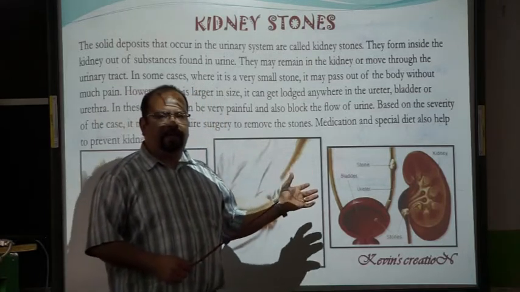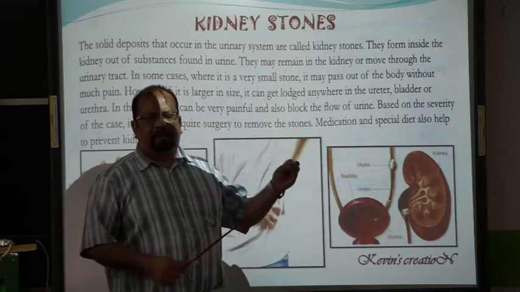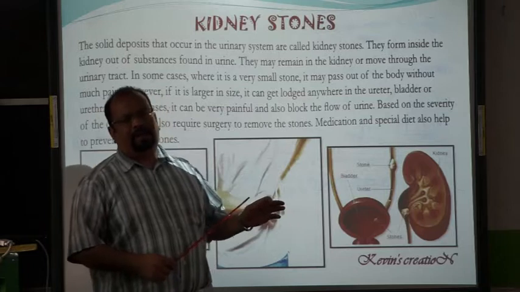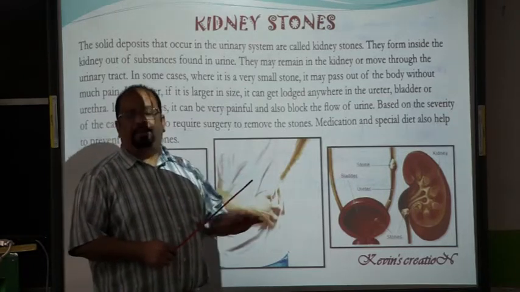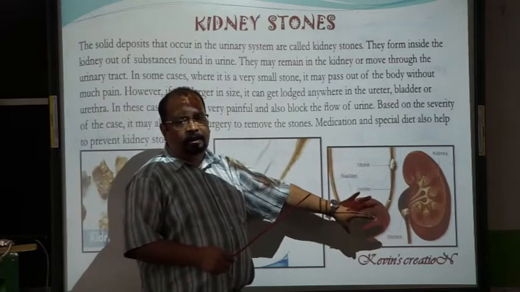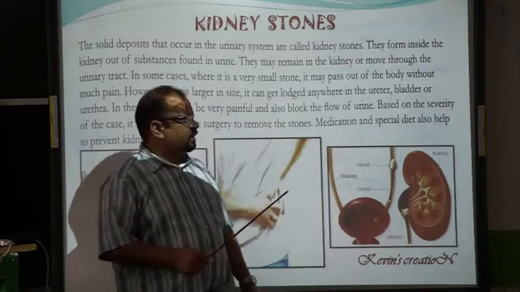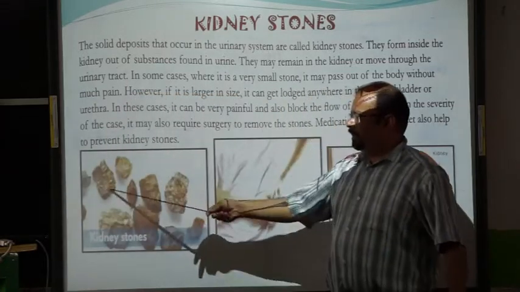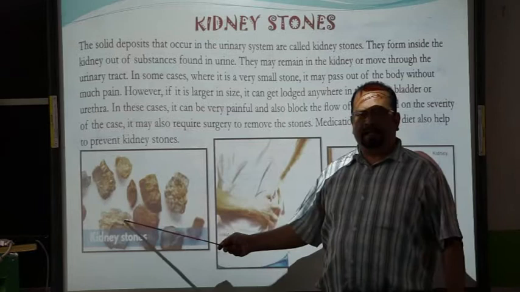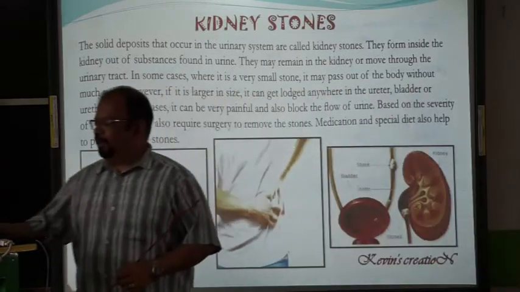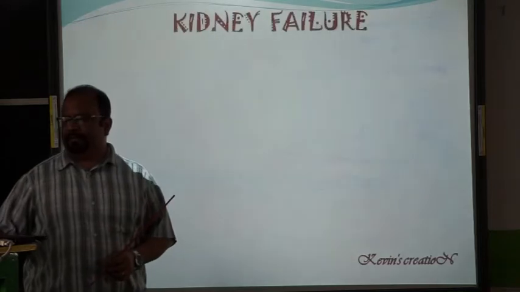Some medicines are given so that the stones, if they are small, can pass with the urine. If it is a bigger one obstructing the normal passage of the urine, then you have to go for surgery. And in this diagram you can see some stones. These are the kidney stones. They could be small, they could also be very big.